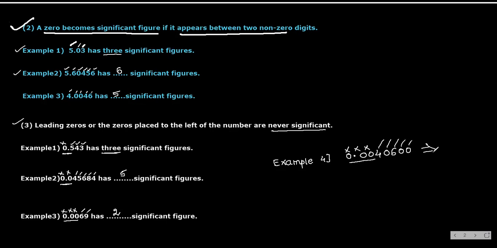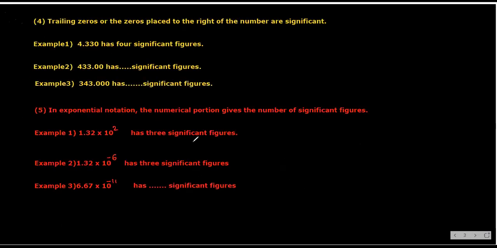How many significant figures? 1, 2, 3, 4, 5 significant figures. Got it? Keep it in mind. Zeros after a non-zero digit, in case of a decimal, are significant. Right. Next. Now see.